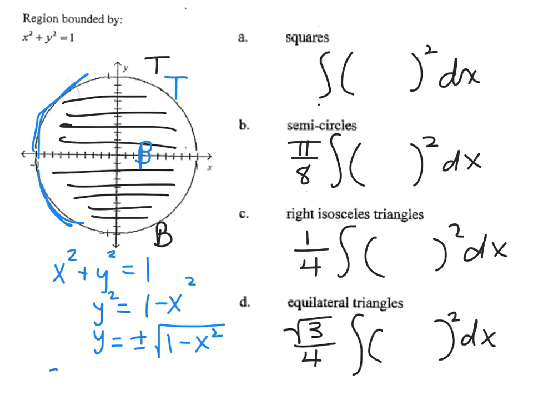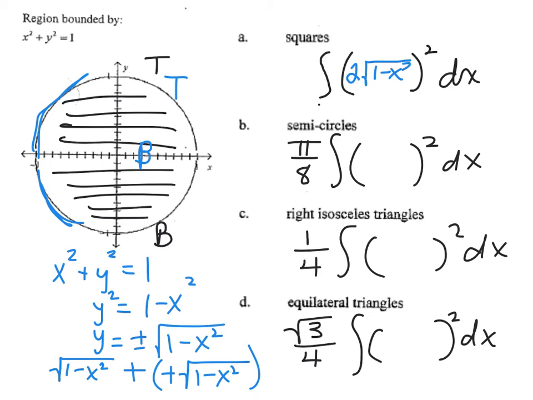Or I could also do the square root of 1 minus x squared minus negative square root of 1 minus x squared. Well, minus minus is a plus, and how many of them do I have? 2. So same diff. I get the same thing. So I'm going to put a 2 here. I'm just going to leave it on the inside. 2 times the square root of 1 minus x squared. That's what the base is going to be.